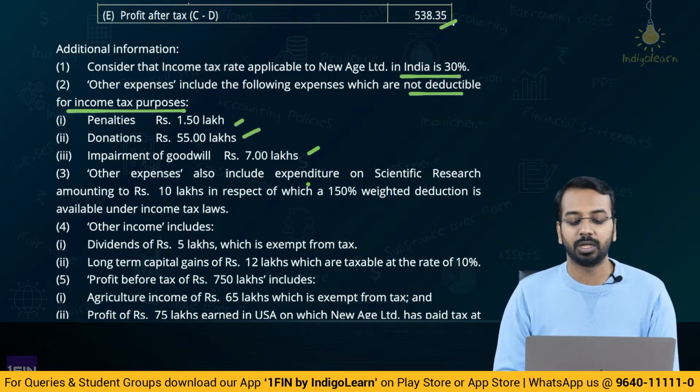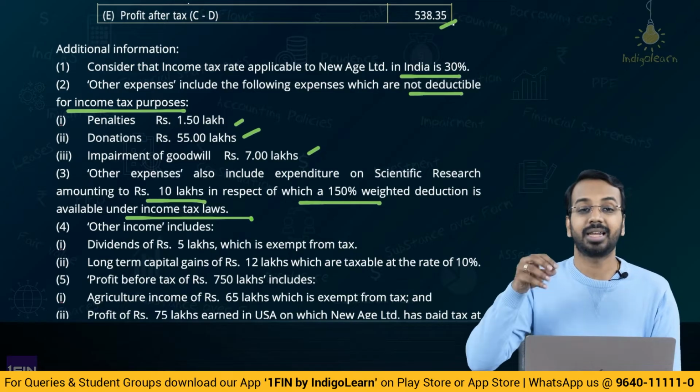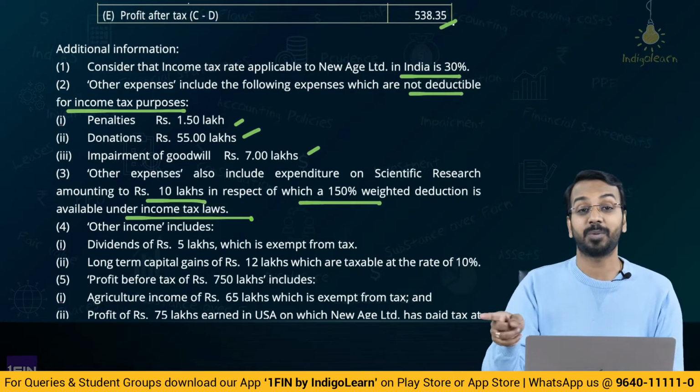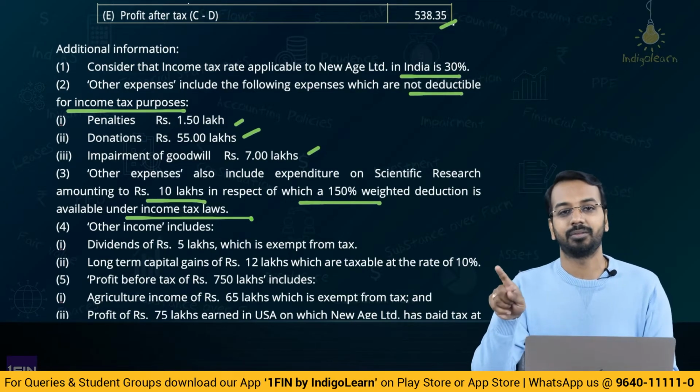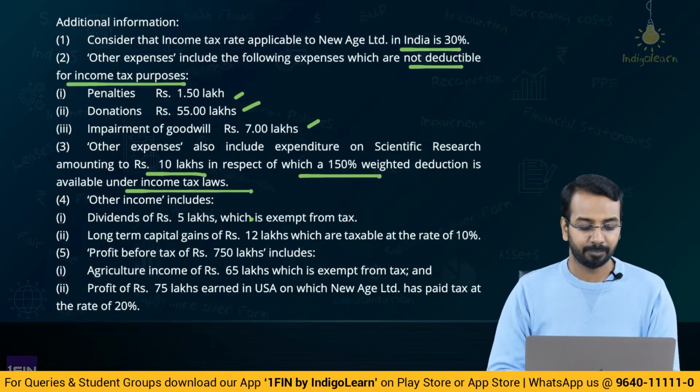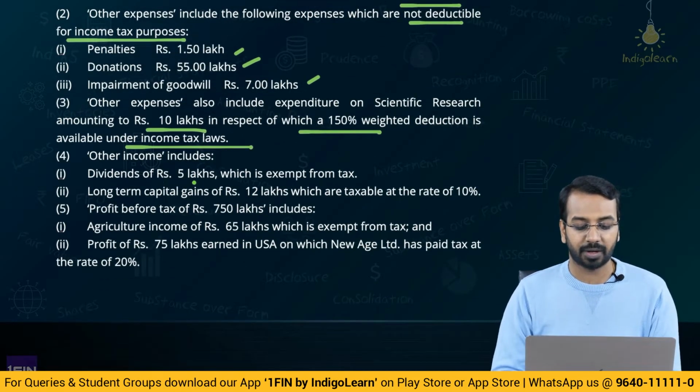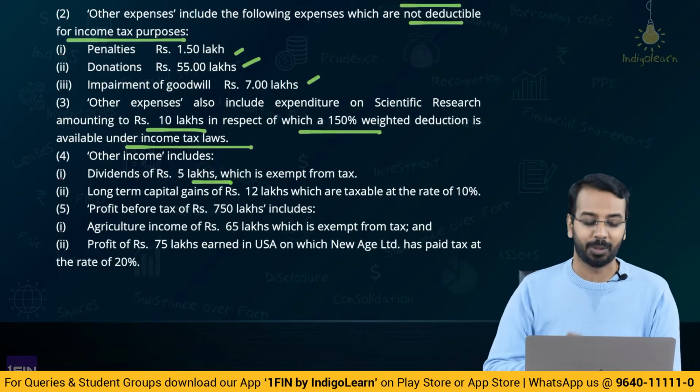Other expenses also include expenditure on scientific research amounting to rupees 10 lakhs, in respect of which 150% deduction is available under income tax. So there is an expense of 10 lakhs, but for tax purposes, you will get a deduction of 150%, that is 15 lakhs. Then other income includes dividend of rupees 5 lakh, which is exempt from tax. So no tax is payable.